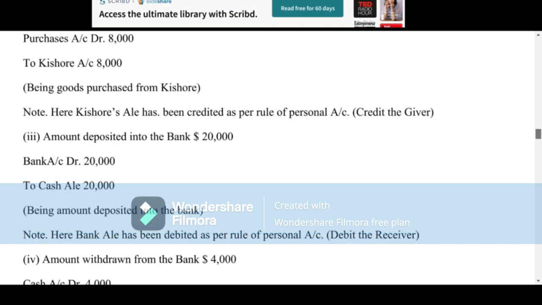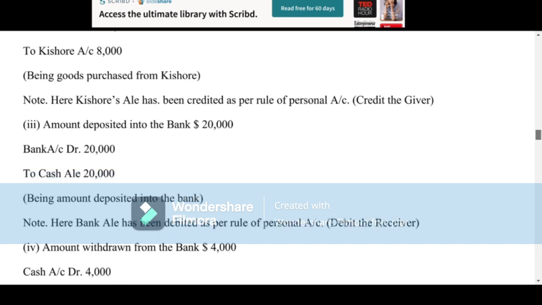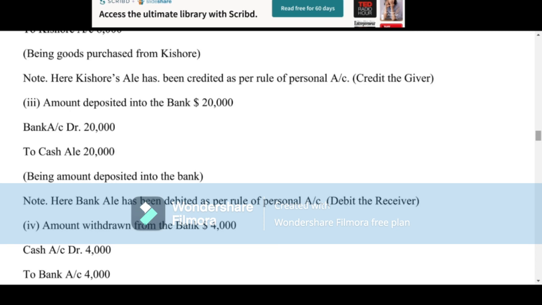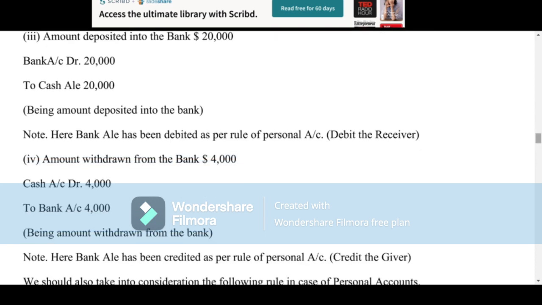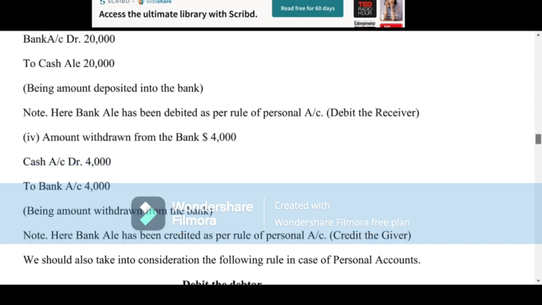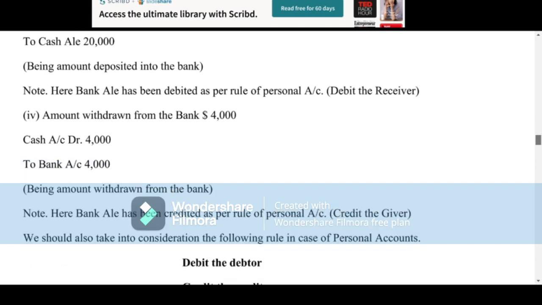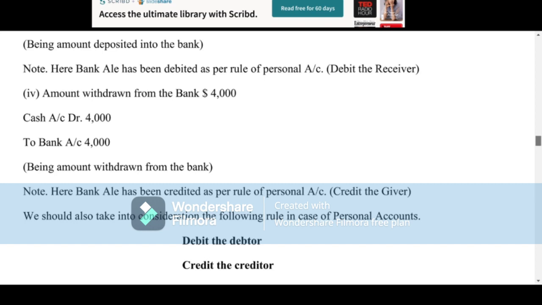Now I intend to withdraw, as an owner, from my personal income or capital. Amount withdrawn from the bank $4,000. Cash account debit $4,000 and bank account credit $4,000. Being amount withdrawn from the bank. Here bank account has been credited as per the rule of personal account: credit the giver. We should also take into consideration the following rule in case of personal account: debit the debtor, credit the creditor.